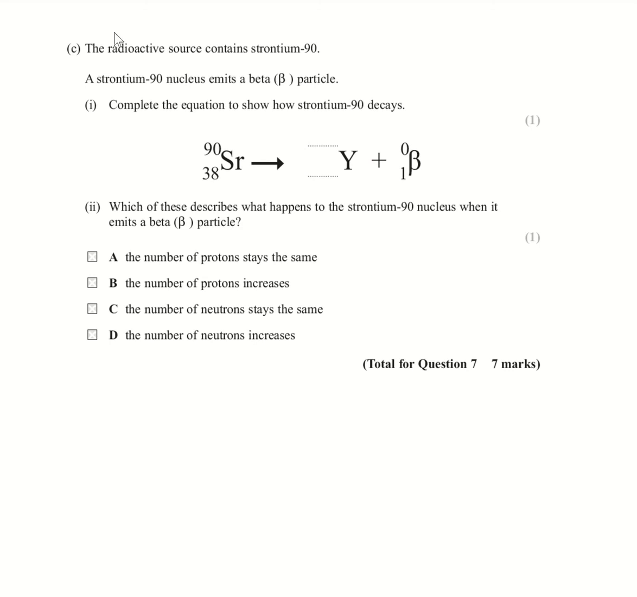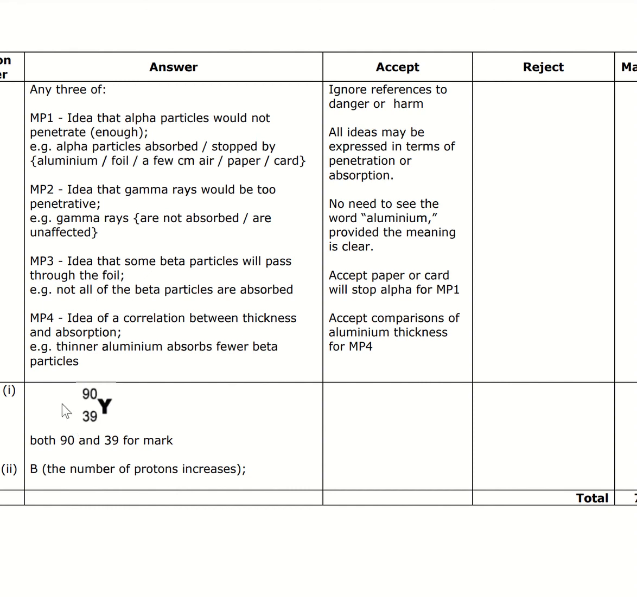The radioactive source contains strontium-90. This nucleus emits a beta particle. Complete the equation to show how strontium-90 decays. So this increases by 1 because a neutron turns into a proton, to 39, and this remains 90. So 90 and 39.